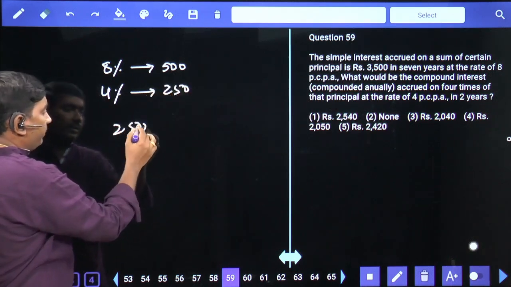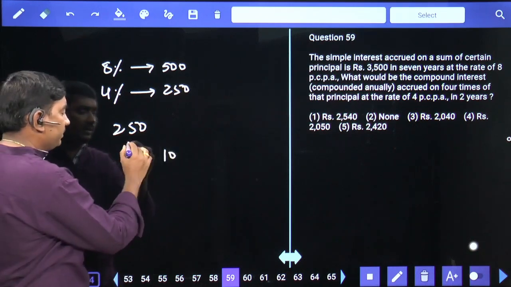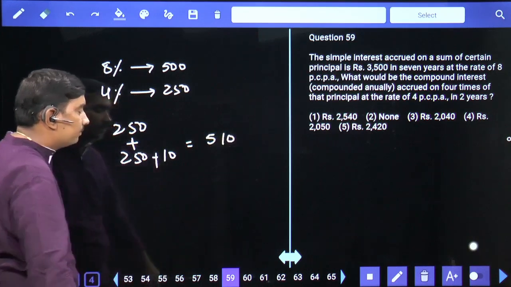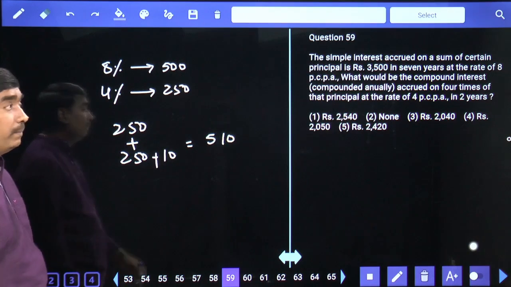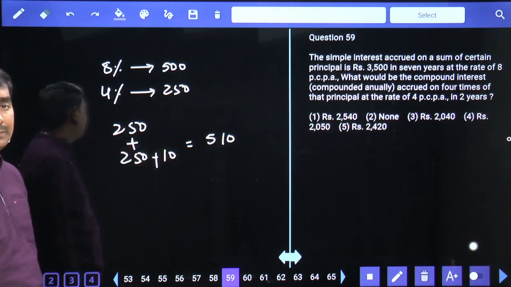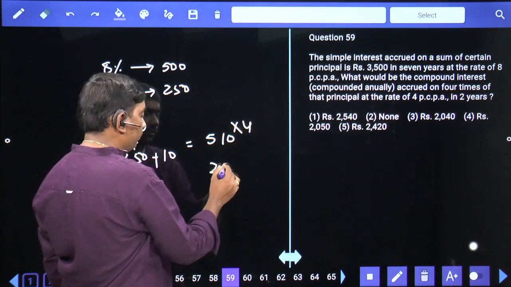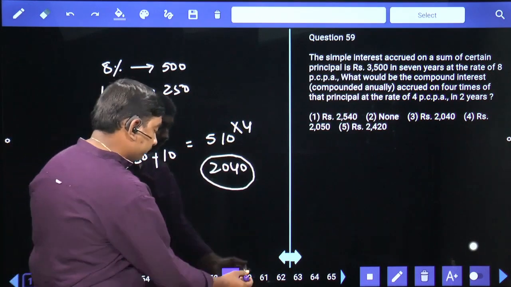First year 250, second year also 250. 4% of 250 means 10 rupees. Total compound interest is 510 rupees on the same principal. 510 rupees on the same principal of simple interest. But in compound interest, principal is 4 times of the previous principal. So interest also 4 times. So 2040 is your answer. 2040.